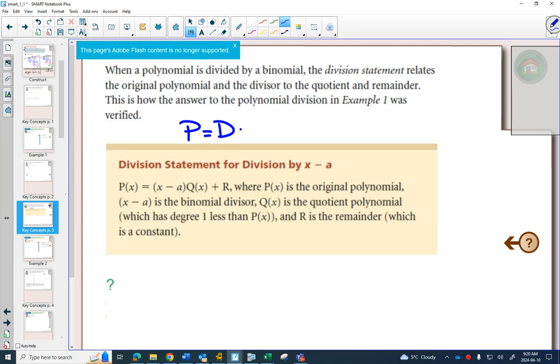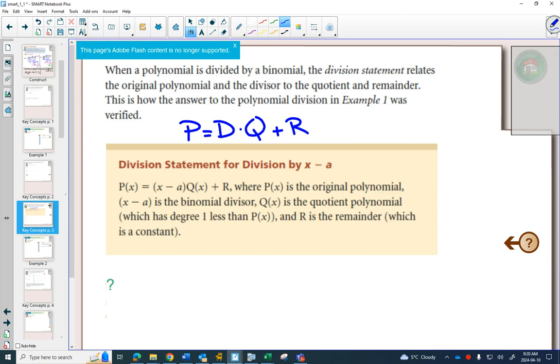When you divide something in math, your answer is called a quotient. When you multiply something, your answer is called a product. When you add something, your answer is called a sum. So we call the answer you get your quotient. So your polynomial will always equal your divisor times your quotient plus your remainder.